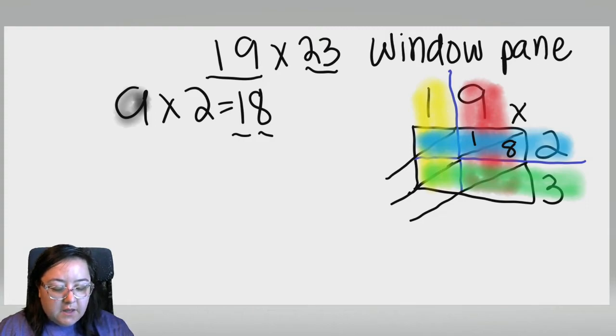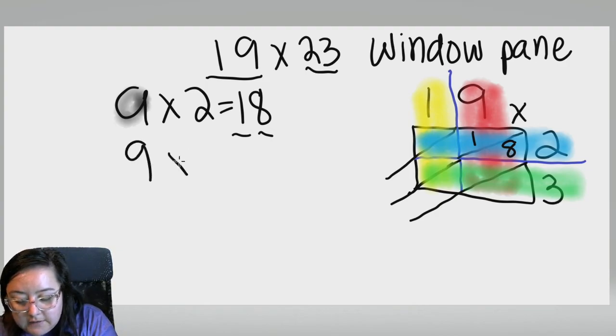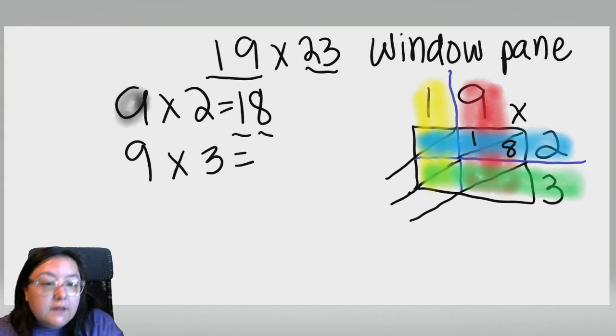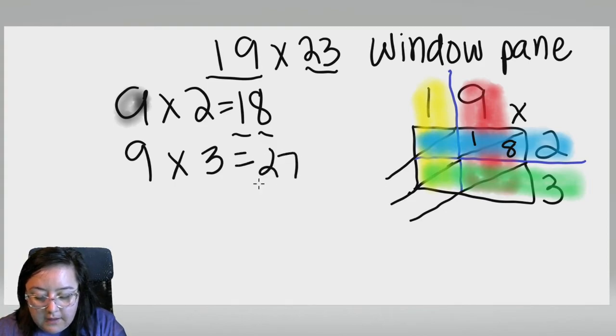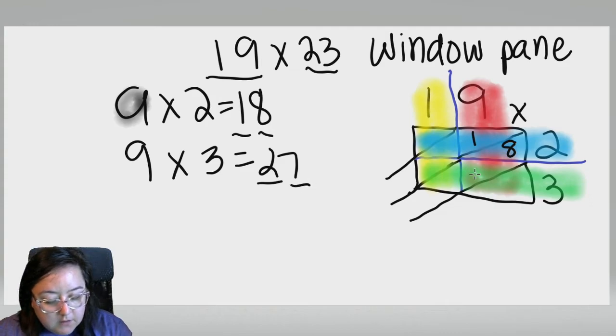In the box below it, I have the red mixed with the green, which means I'm going to be multiplying the red number times the green number. 9 times 3. 9 times 3 is 27. Again, the 2 is in the tens place and the 7 is in the ones place. So 2, 7.